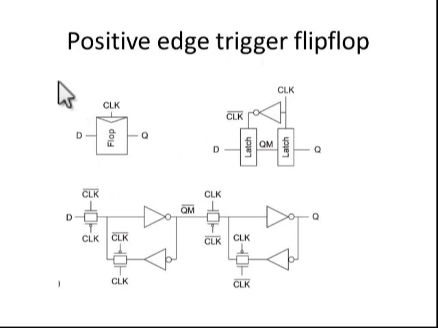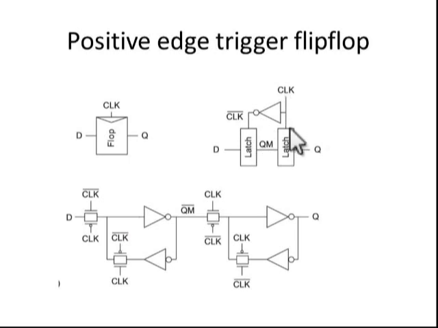Now this is the block diagram for this. This is the symbol of the positive edge trigger flip-flop. So D is input, Q is output, and clock we have to give. So this is the symbol, and this is the block diagram of that, and this is the internal diagram of that. Okay. So if you look at the block diagram, there are two latches there. So the first latch is connected to clock bar. The second latch is connected to clock.